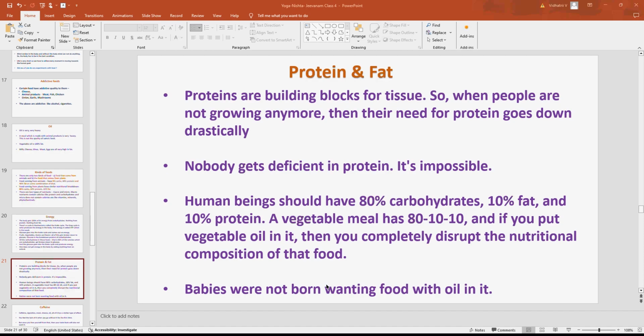If you look at a baby when it is born, it is not wanting food with oil in it, right? Are you giving spicy food to the baby? Are you giving food with a lot of oil in it? No. We are not born with this taste. So we have acquired this taste.